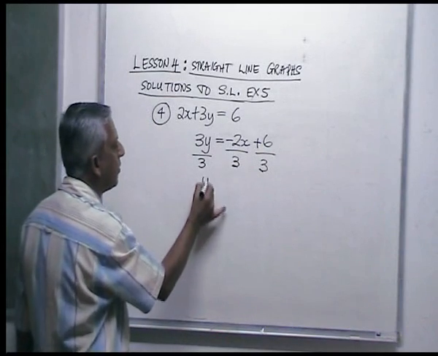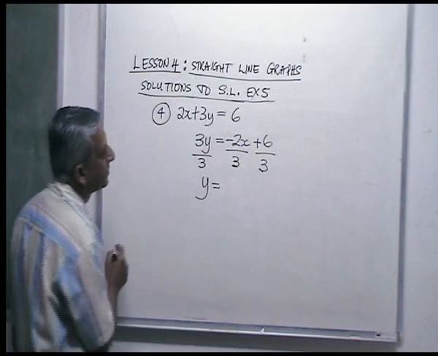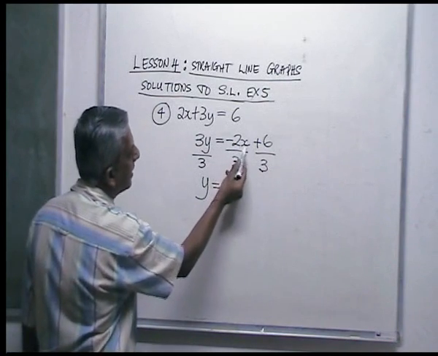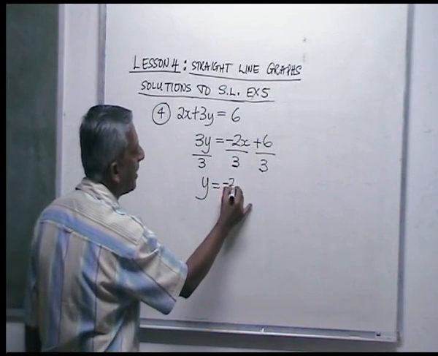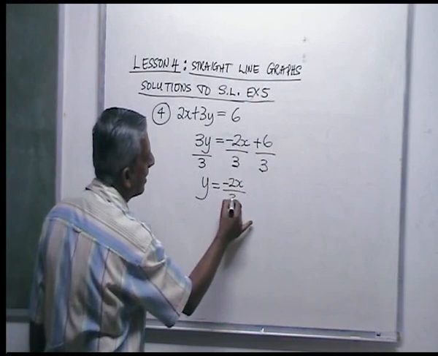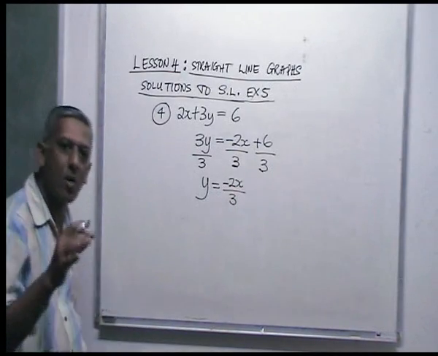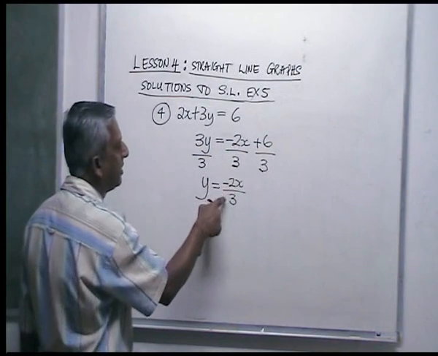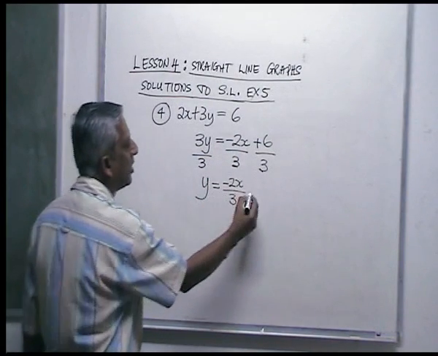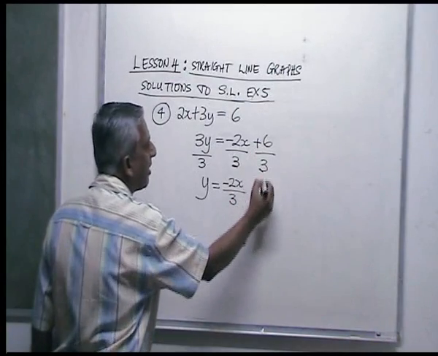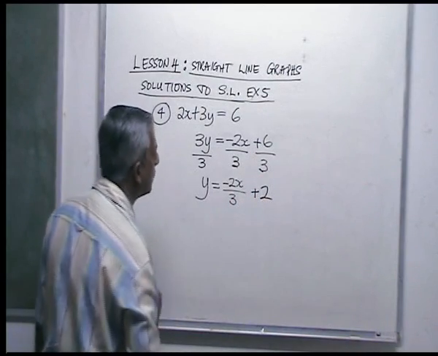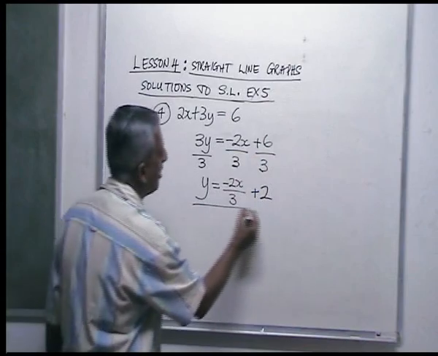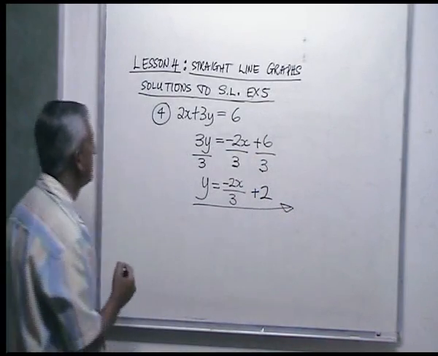This 3 divided by 3 gives you 1, so y is equal to. Now you've got minus 2x over 3. You cannot simplify that anymore, so you just leave it like that. It doesn't mean that you're going to get a whole number every time. You can get fractions. So you've got minus 2x over 3. That will remain just like that. But this one, 6 divided by 3 will give you 2. So that's your final answer for number 4.